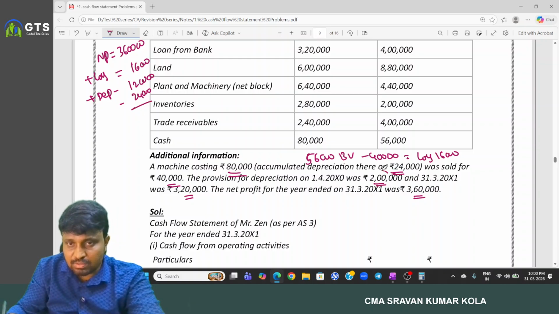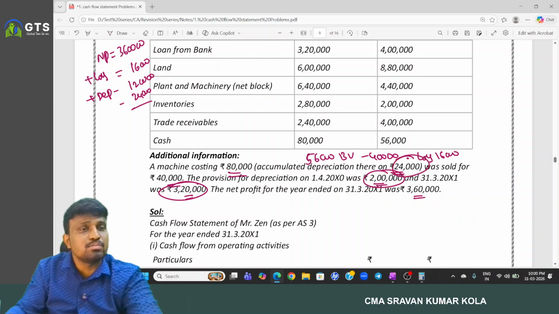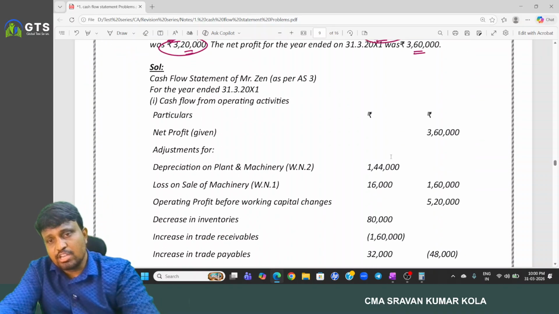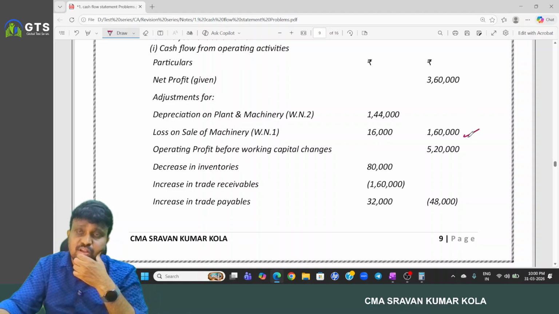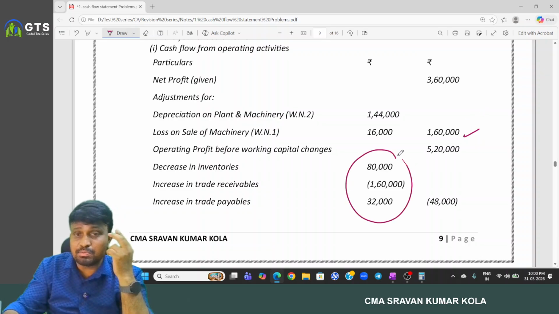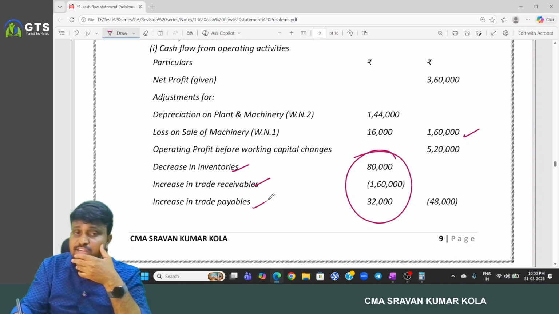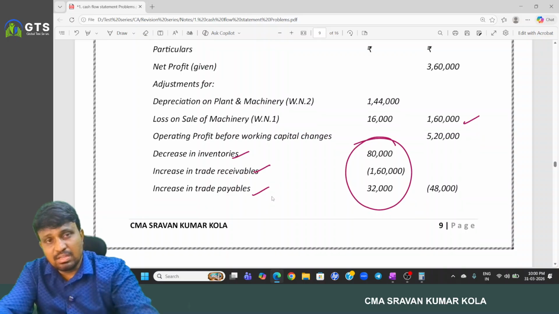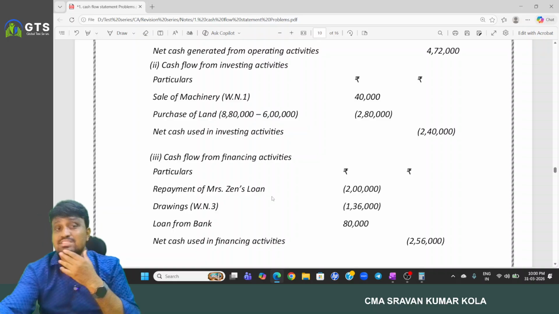And total, 3 lakh 20 minus 2 lakh plus 24,000 accumulated depreciation here. So total 1 lakh 44,000. If you add it back, then we get profit. So net cash flows from operating activity before adjustment of working capital. And here the working capital changes are there: inventory, trade receivables and trade payables.